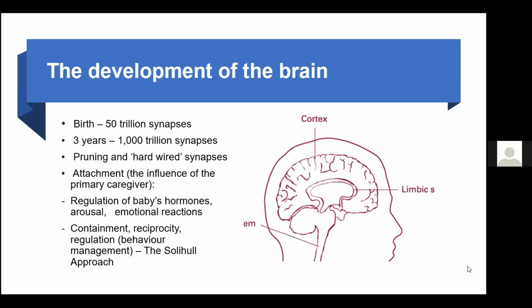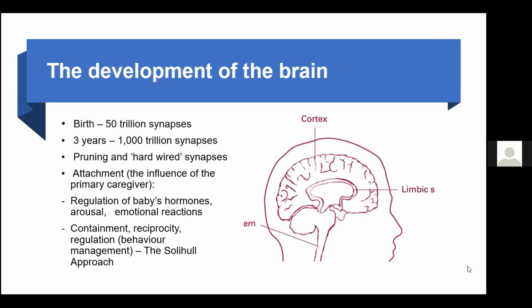And this is just reiterating that point, really, that at birth we have 50 trillion synapses. By 3 years we have 1,000 trillion synapses. So those early years are really important because we've got all those different connections that we could be developing if we're getting that appropriate input. And it's through that kind of pruning process that those pathways develop. And we're constantly growing all those new synapses in those early years.